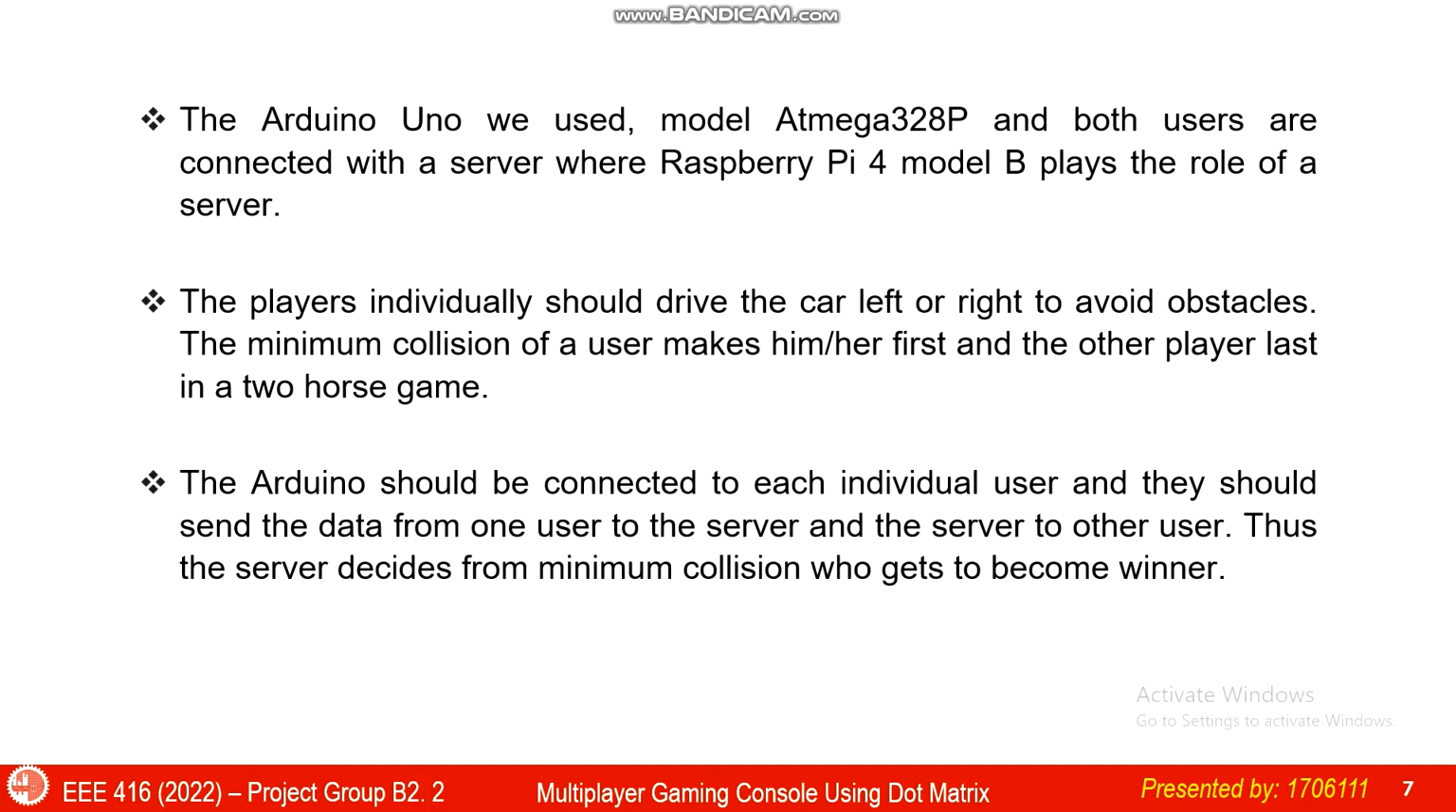The minimum collision of a user makes him or her first, and the other player last, in a two-player game. The Arduino should be connected to each individual user, and they should send the data from one user to the server and the server to the other user. Thus the server decides from minimum collision who gets to become the winner. This was all my part.